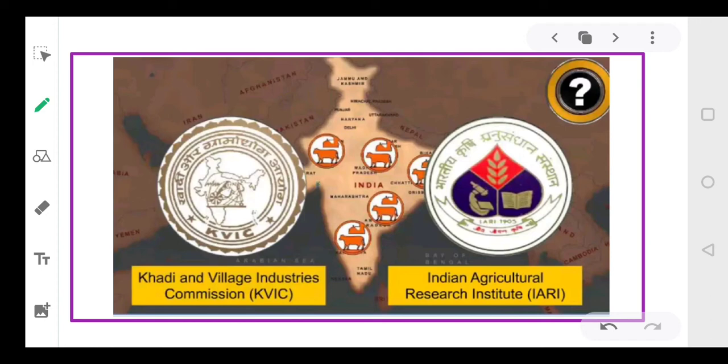Now dear students, it will be surprising for you to know that this biogas plant that has been developed in rural India, this concept has been brought about by the efforts of the Indian Agriculture Research Institute, that is IARI, along with the contributions of the Khadi and Village Industries Commission. So these two institutes united together and brought about the concept of biogas plants in rural India.